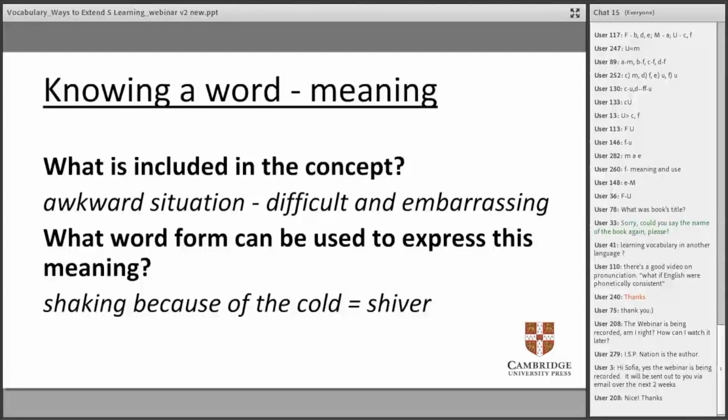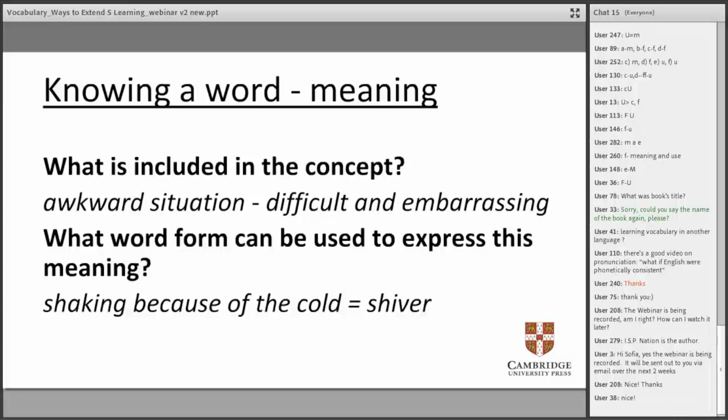So knowing that we can use the word shiver, which is a more succinct way, a more economical way of saying shaking because of the cold, that's also part of vocabulary knowledge.